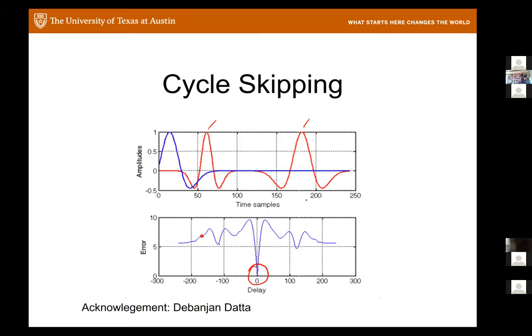But then again, when it matches the second one, it has another trough. These local troughs are called local minima, and this is called the global minimum. And from this picture, it's quite obvious that to get the best model, you have to be close to this one, not this or this. This problem is called cycle skipping, and this is the local minimum issue. So you have to be close and within half a wavelength to be able to push it towards the global minimum solution. And quite a bit of research has gone into addressing this.